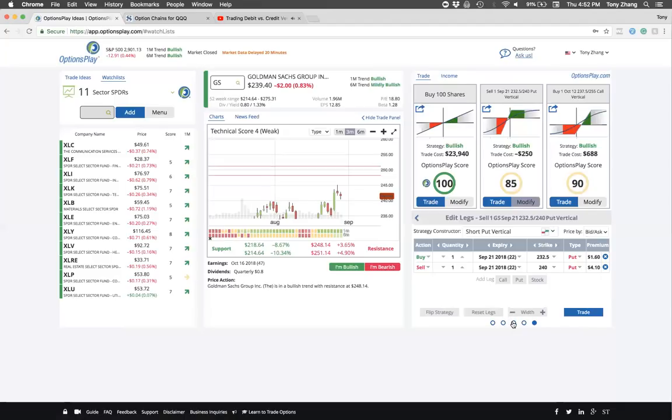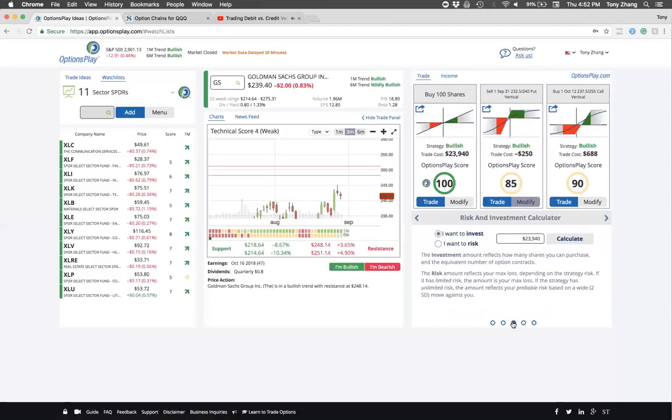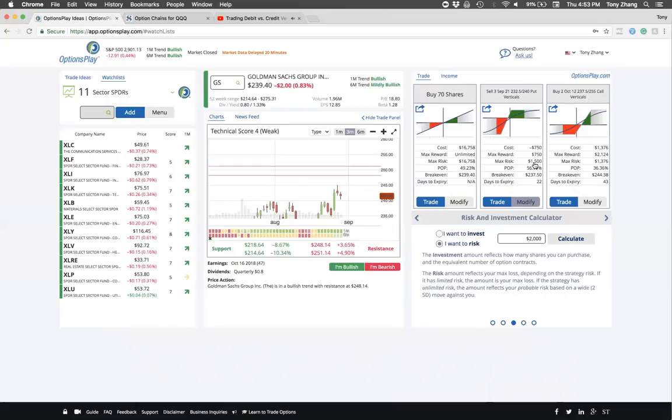Now, in order to compare the two side by side, what I first want to do is make sure we compare them apples to apples. So first, I'm going to say I'm willing to risk, let's say, $2,000 on this trade. If I'm willing to risk $2,000, I can sell 3 contracts of the credit spread and I can buy 2 contracts of the debit spread. As you can see here, I'm risking $1,500 in total on 3 contracts, and I'm risking $1,300 on the 2 debit spreads. So roughly the same amount of risk.